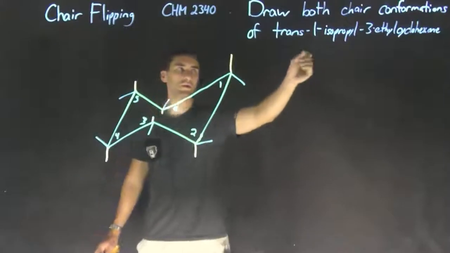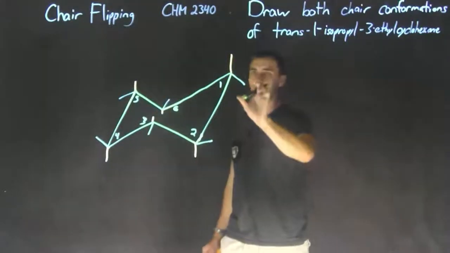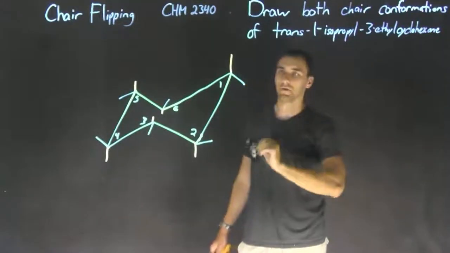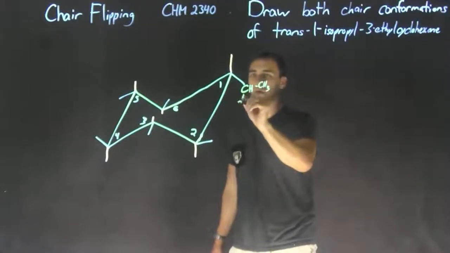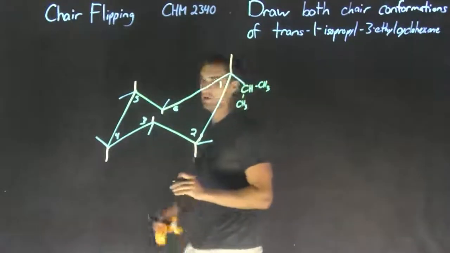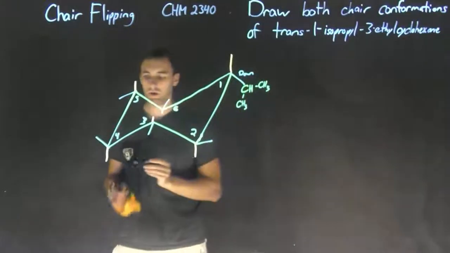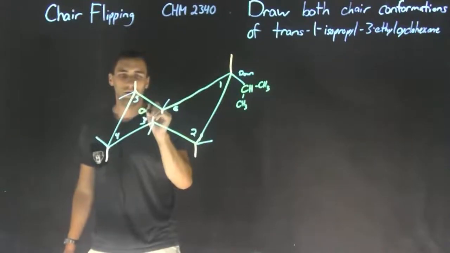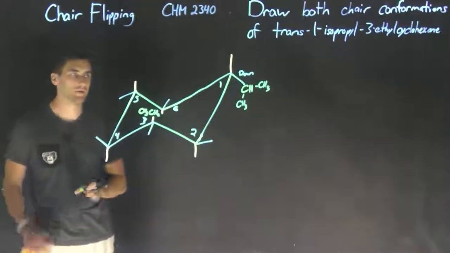For my two groups, I have an isopropyl group and then I have an ethyl group. My isopropyl group will be on carbon 1, and it doesn't matter which one I pick now, but I will put it on the equatorial bond. And now that means that this ethyl group has to be up, since we have a trans molecule. So this ethyl group will go here on the axial bond.